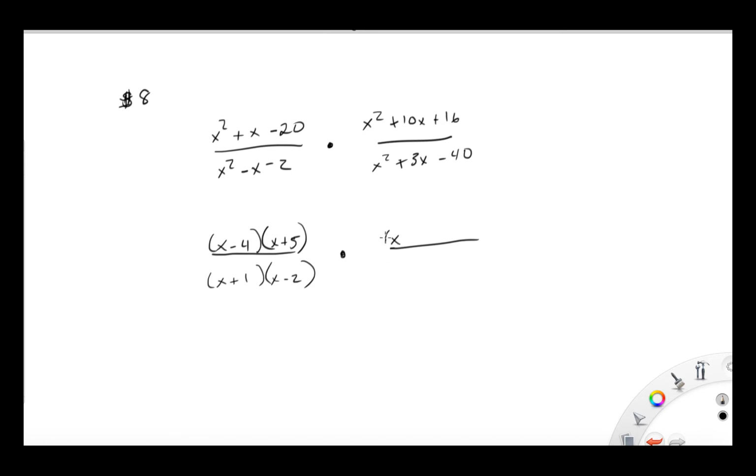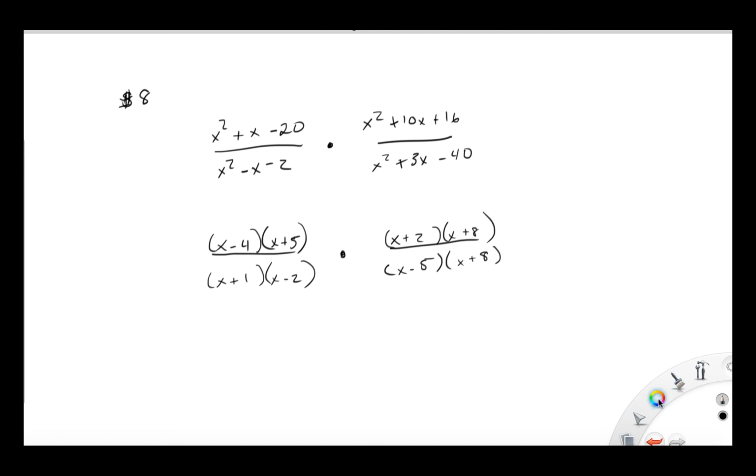Over here, same thing, x, x. All right, we've got 16 and a 10x. So 2 times 8, right? So we're going to have plus 2 and plus 8. And then on the bottom, we have a positive 3x and negative 40. What should we do here? We got a 5 and an 8, generally speaking. So we need a negative 5 and a positive 8, because negative 5 and a positive 8 equals a positive 3, and those two multiplied equal the negative 40.